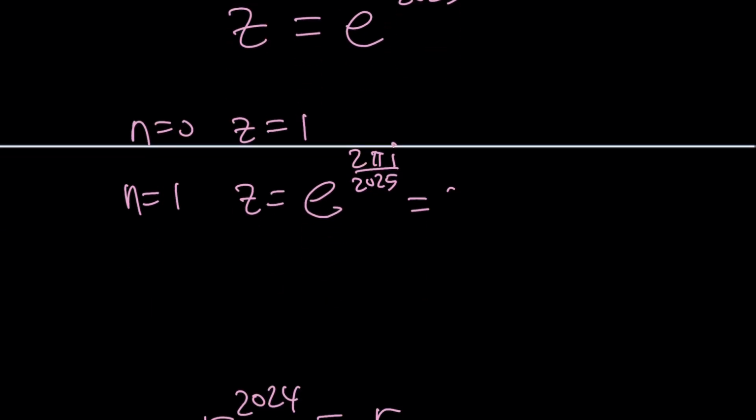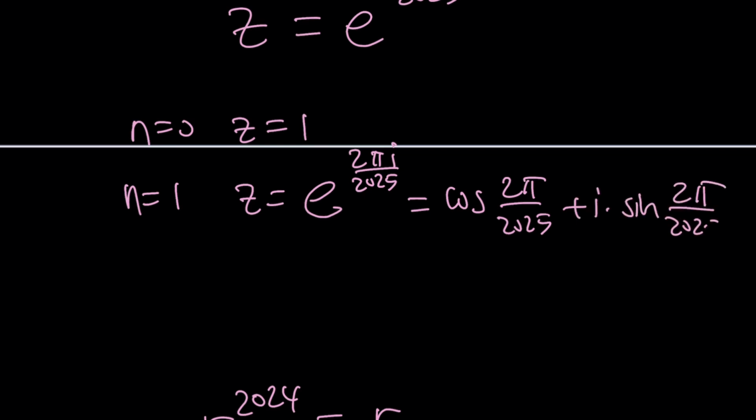Guess what that's going to look like? It's going to look like this: cosine 2 pi over 2025 plus i times sine 2 pi over 2025. That's basically one of the solutions, but there are 2025 solutions to this equation.